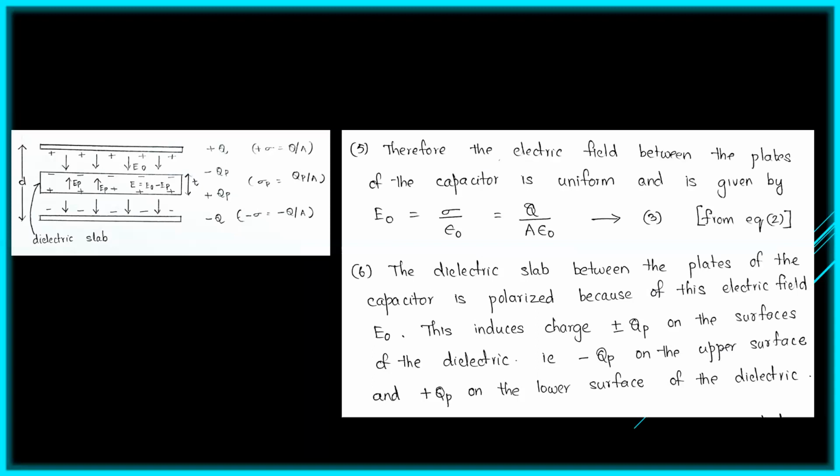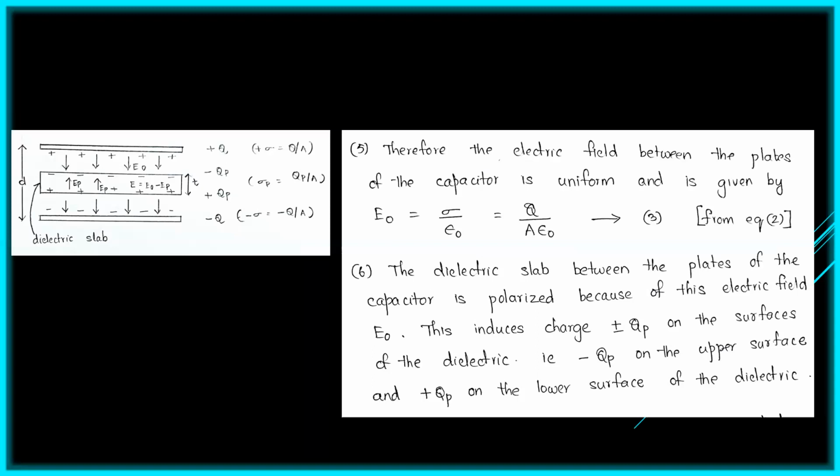Now, the charge on the sides of the dielectric, let it be QP. So, let us assume the induced charge plus or minus QP on the surfaces of the dielectric. Plus QP is on the lower side of the dielectric, minus QP is on the upper side of the dielectric. Plus or minus QP is the charge on the surfaces of the dielectric.